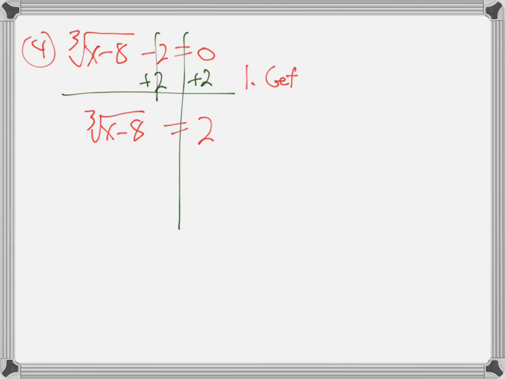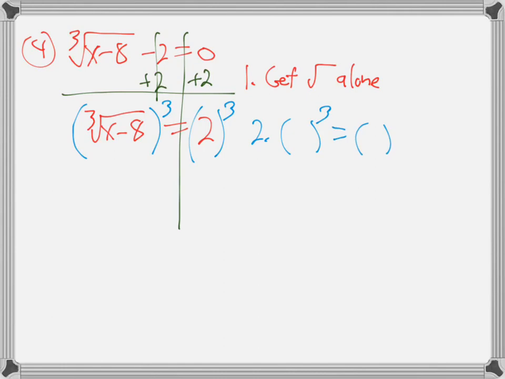Step 1, get the root alone. So step 2, you're going to third power both sides. So third power both sides, because that gets rid of the root, doesn't it? A third power gets rid of a third root, a 2 power gets rid of a 2 root, etc. So those cancel.